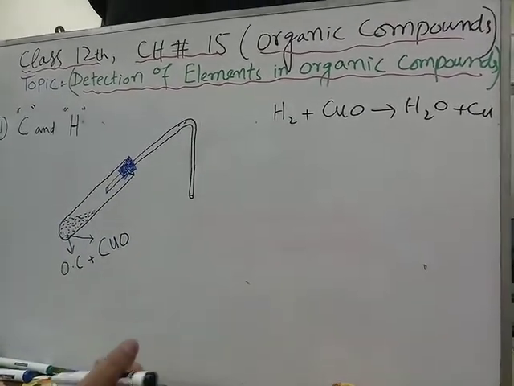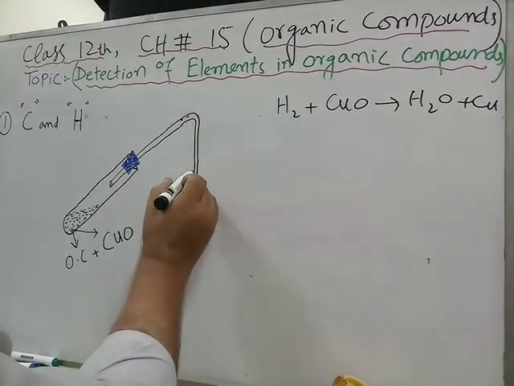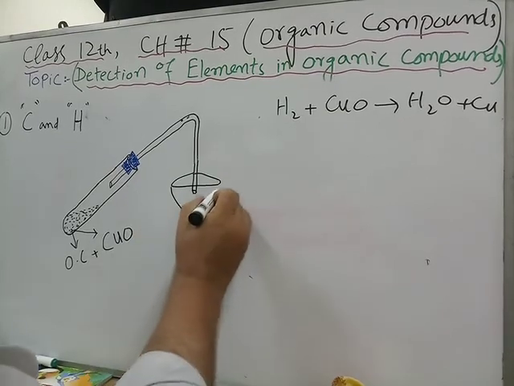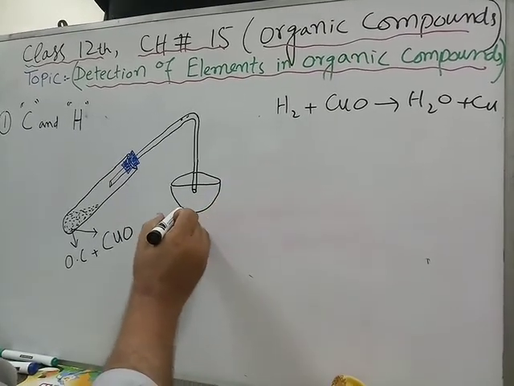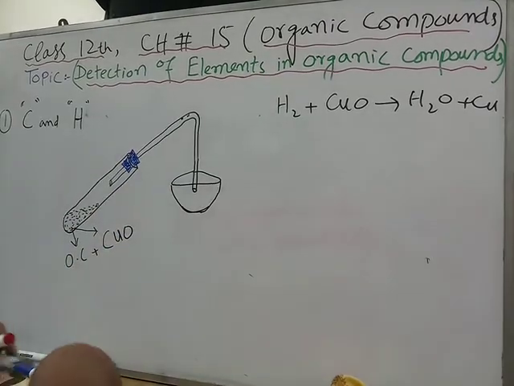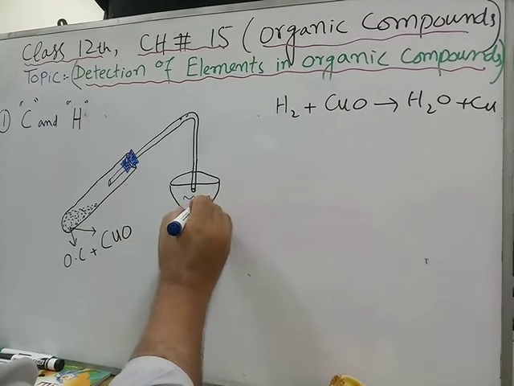But if you want to have a chemical test, then you have to take a china dish and in the china dish put some copper sulfate. For example, this is copper sulfate.